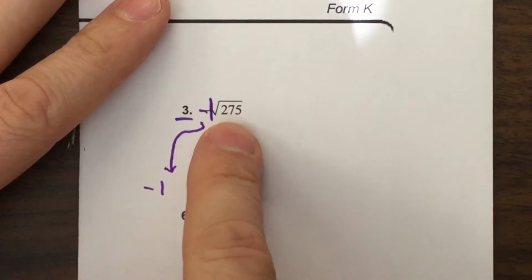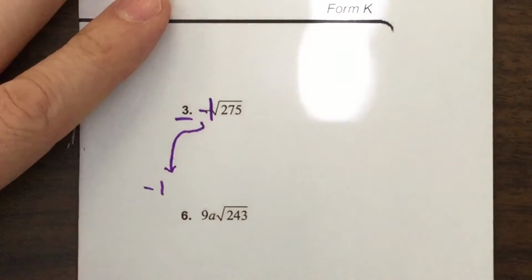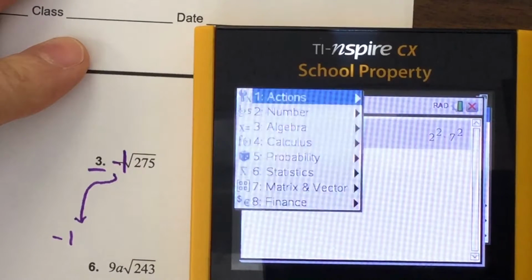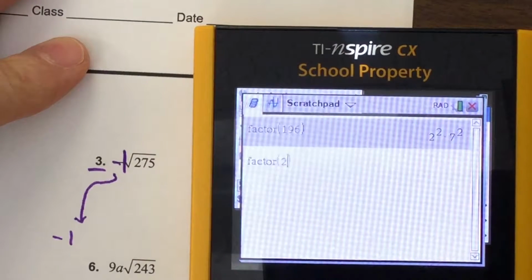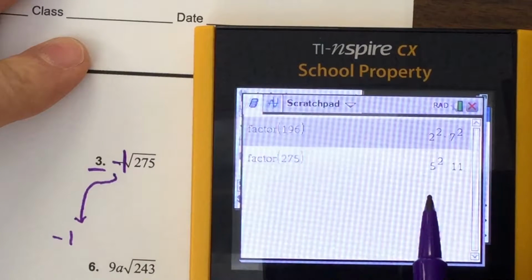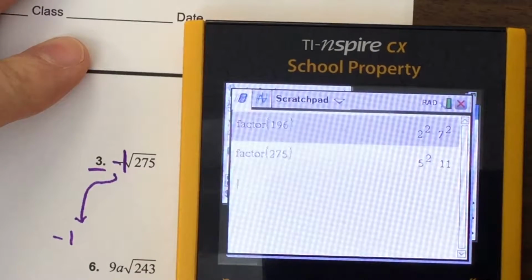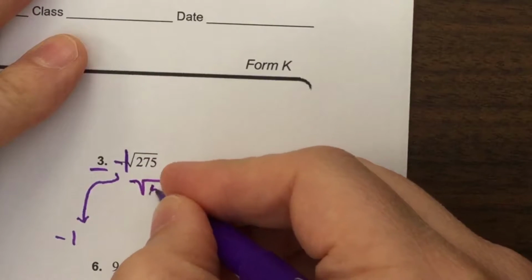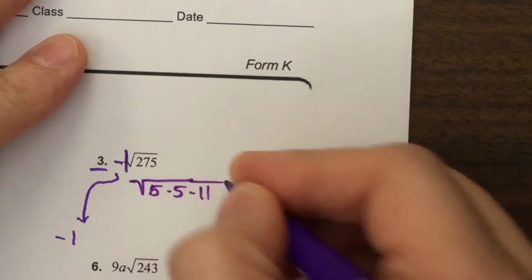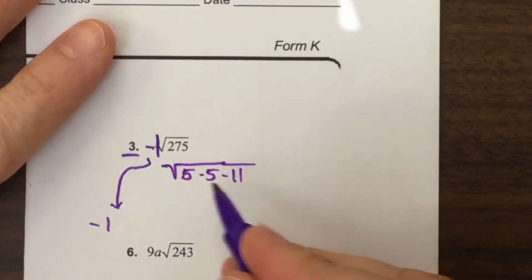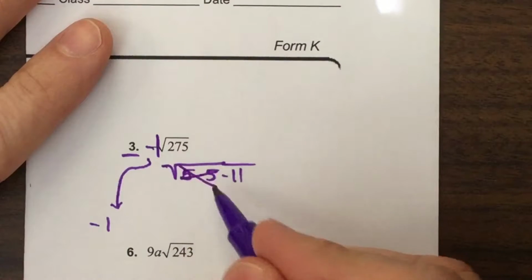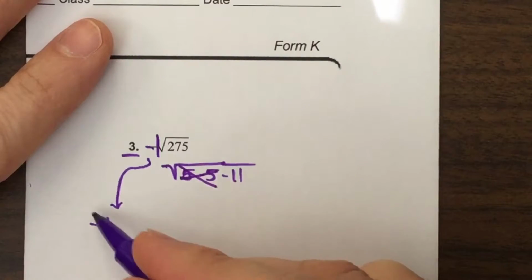So I'm going to do the 275 just like I did. I want the factors of that number. So menu 2, 3, factors of 275. I get 5 times 5 times 11. So 2 5's and an 11 all multiply together. So I'm going to rewrite it that way: 5 times 5 times 11. I have a pair of 5's. Since this is the square root, I can take out 2 5's, and that becomes 1 5 on the outside.